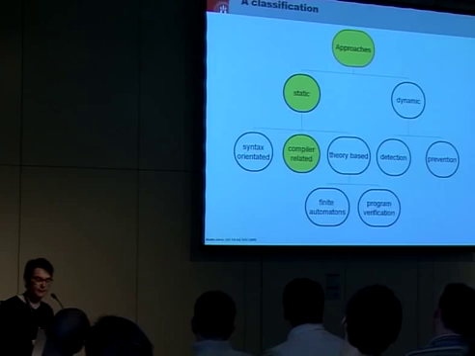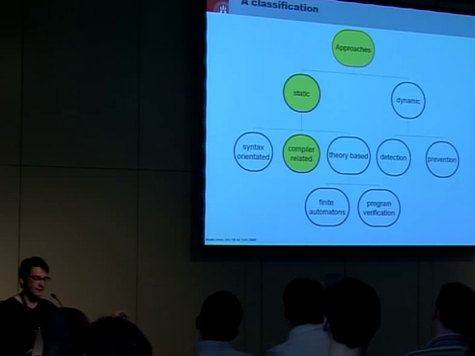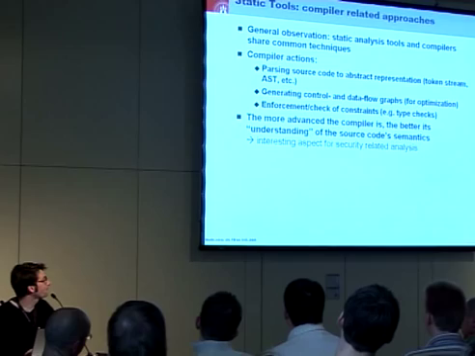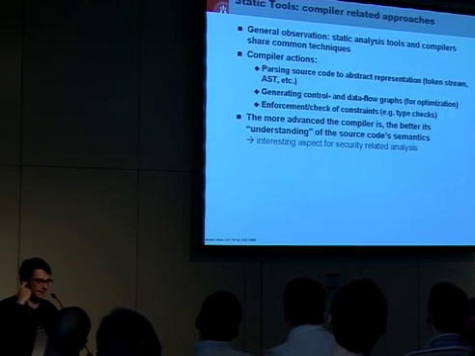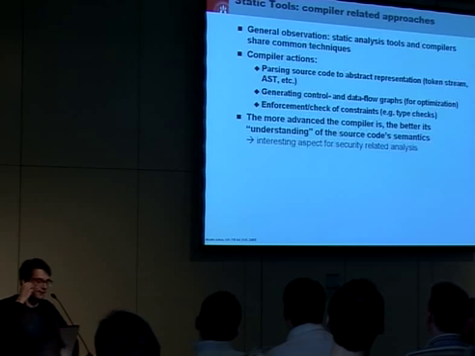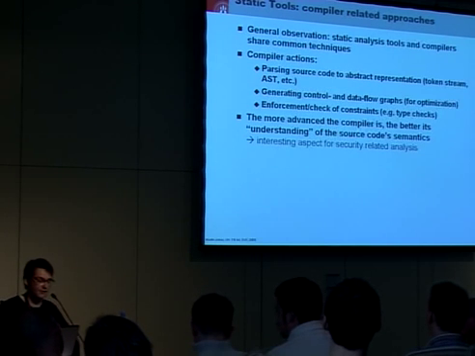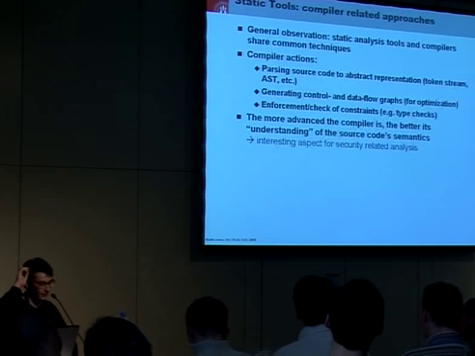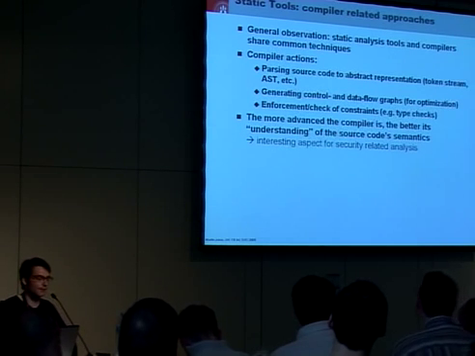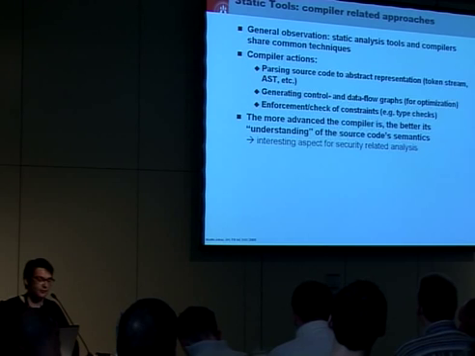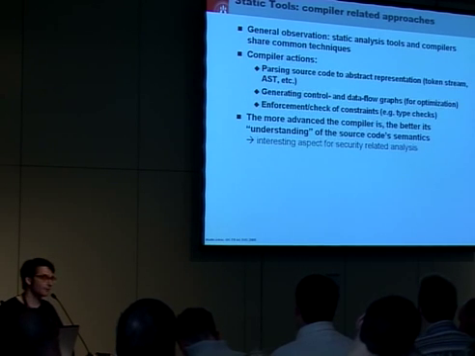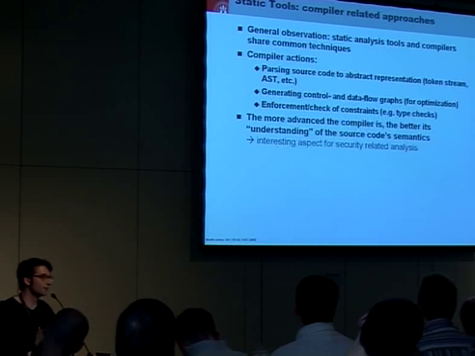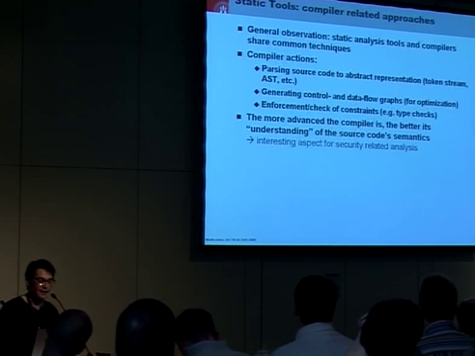The next type of tool is on the next slide. I have 2 examples for this. These are the compiler-related tools. If we look at compilers, especially at modern compilers, we can do a general observation. Static analysis tools and compilers share quite a lot of common techniques. A compiler does parse the source code into an abstract representation, token stream, abstract syntax tree, or something more complicated. Even our syntactic tools do this. For optimization reasons, they generate control and data flow graphs. This is something we could use for static analysis for security reasons as well.